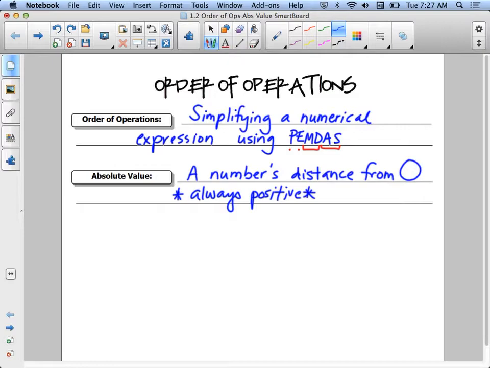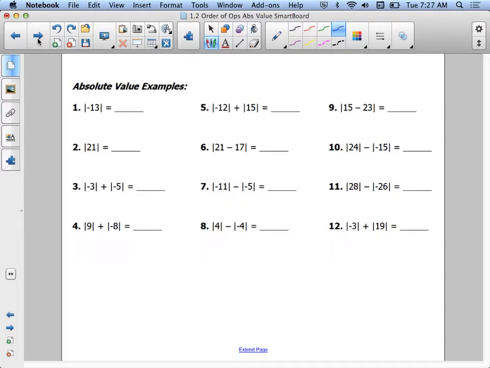We think about distance as being positive because, for example, if I live 2 miles east of school and you live 3 miles west of school, even though we're in opposite directions, neither one of us would say we live negative miles from school. We would always say a positive distance, a positive number of miles. So let's just try some simple examples of simplifying expressions that involve absolute value.